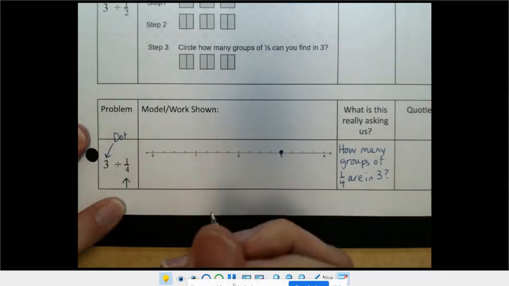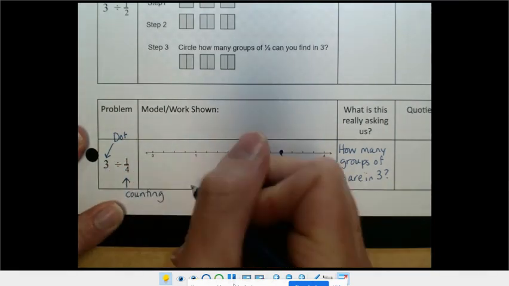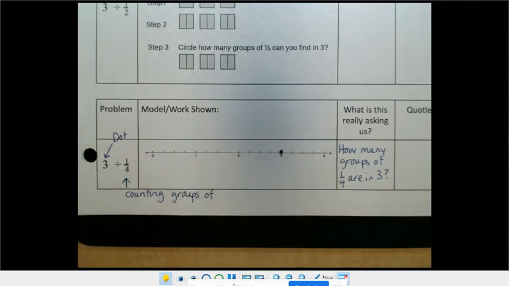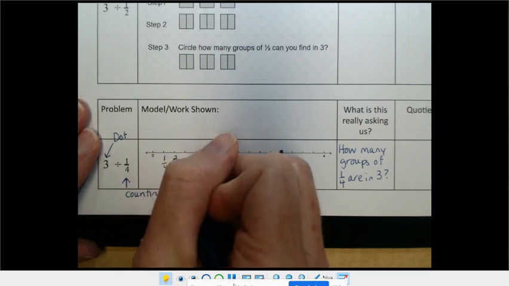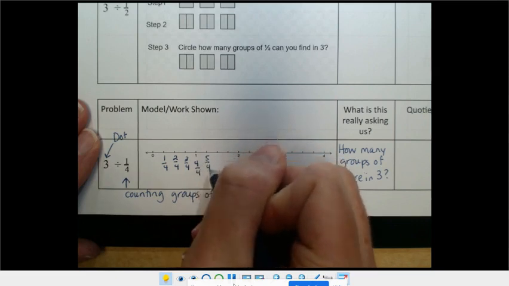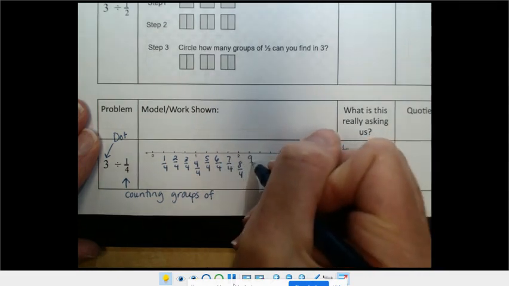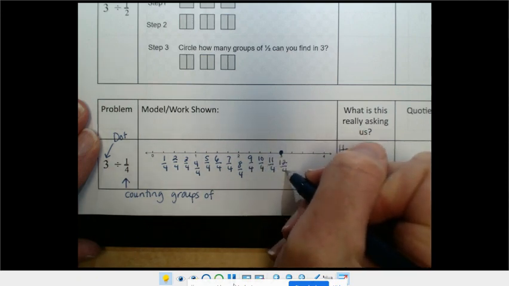And then this number is what I'm counting groups of. Now, if I look at this number line, it's in whole numbers. However, each tick mark on this number line, there are 4 parts between the 0 and the 1, so that each stands for 1/4. 1 is 4/4, 5/4, 6/4, 7/4, 8/4, 9/4, 10/4, 11/4, and 12/4.